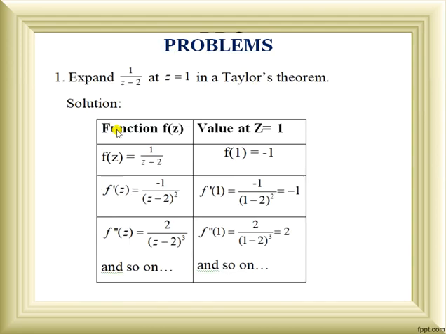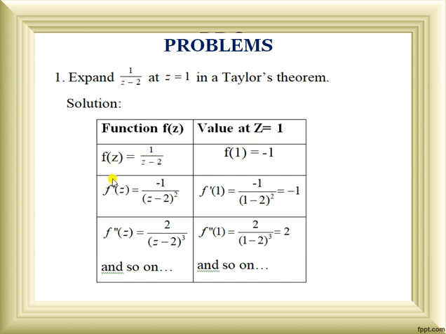So let us have the first problem under this category. Expand 1 by z minus 2 at z equal to 1 using Taylor's theorem. In the first column I am taking the function. In the second column, at the given point we have to find the corresponding function value. So first, given f of z equal to 1 by z minus 2, I am substituting the point z equal to 1. I will get f of 1 equal to minus 1.